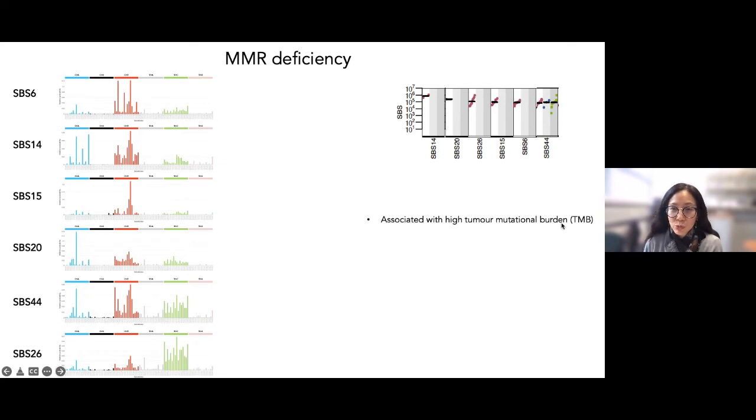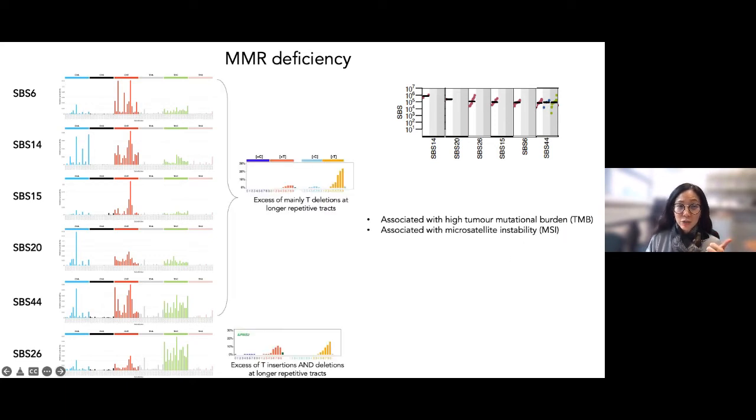But this is a bit crude. It's just a total mutation burden. It's just a count, whereas these are the different signatures that you can see are the outcome of mismatch repair deficiency. So you see one of these signatures, what else do you look for? You check that it's got a high tumor mutational burden.